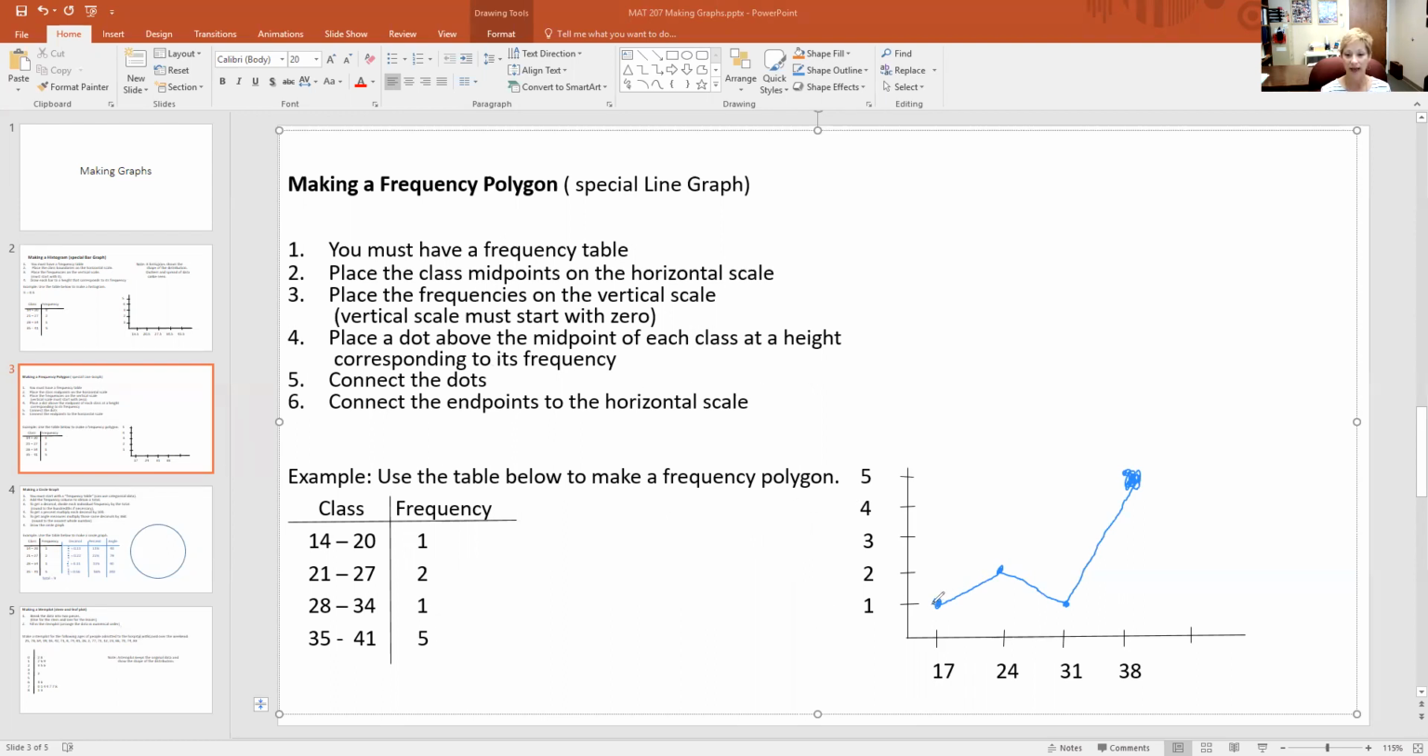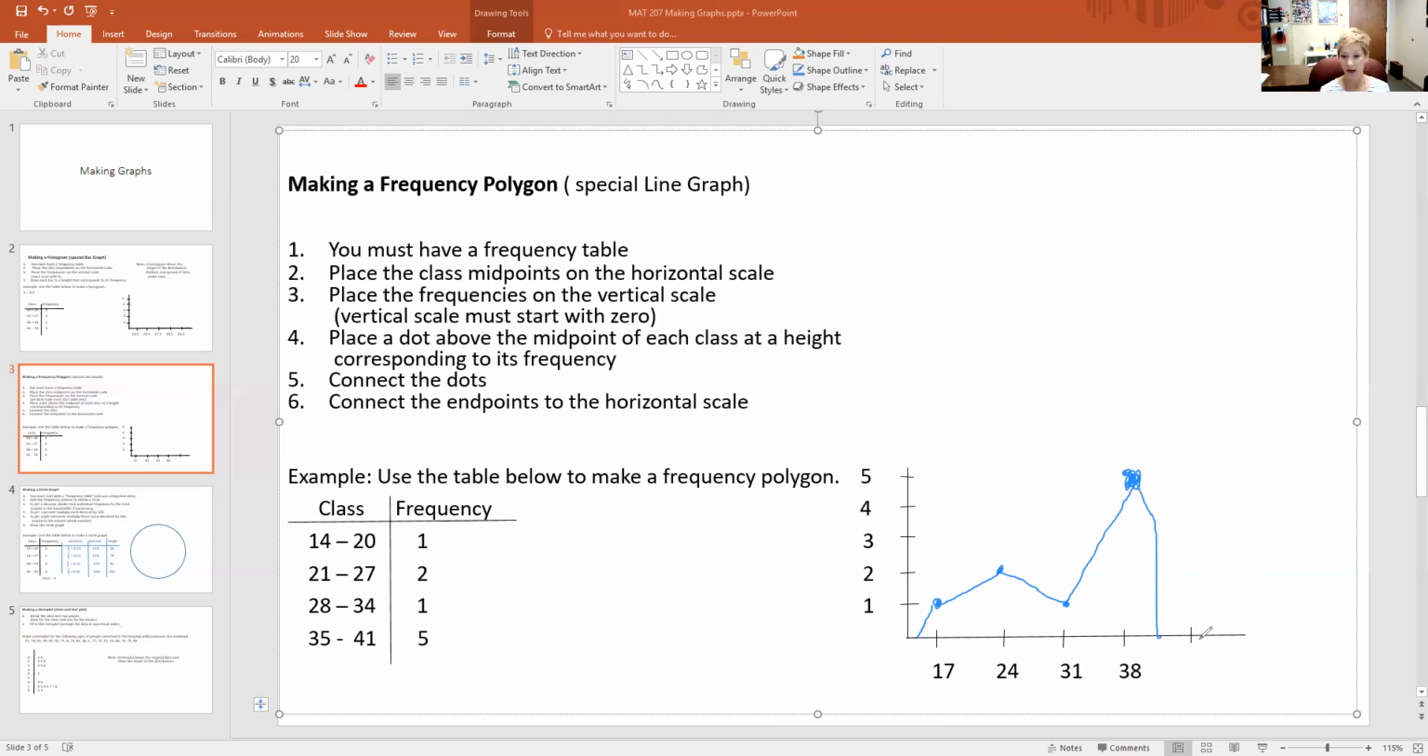So you literally just take this and connect it down here to the horizontal scale, and you go to your endpoint here and connect it down here to the horizontal scale. And people freak out and go, where do I go? I just go about half the distance. I don't go straight down. I kind of go about half of a class width. So that's how you make a frequency polygon.